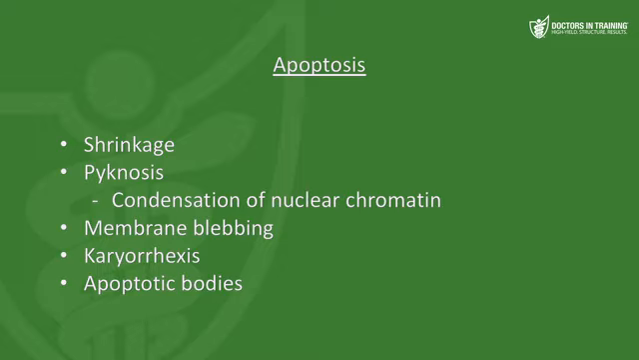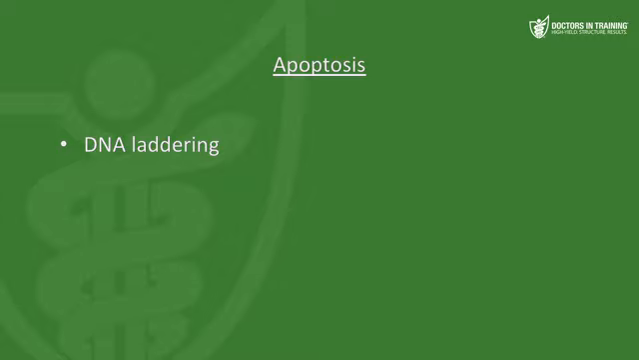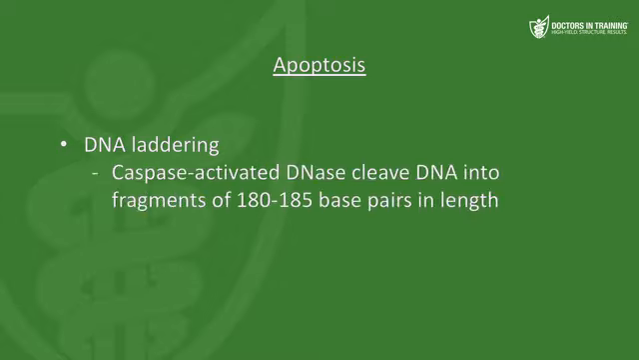Now, another characteristic of apoptosis is DNA laddering, which can be seen on agarose gel electrophoresis. So caspase activated DNase will cleave DNA into fragments that are about 180 to 185 base pairs in length. So the pattern you see on the electrophoresis kind of looks like a ladder.